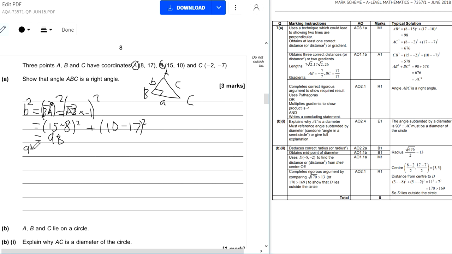A squared is going to be BC squared, which is going to be minus 2 minus 15 squared plus minus 7 minus 10 squared, which is 578.